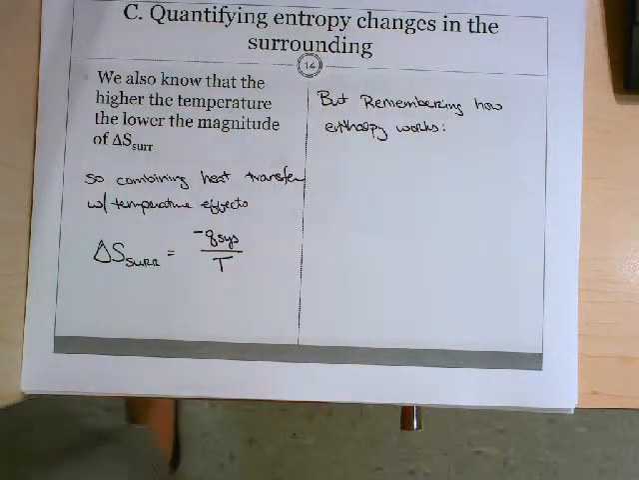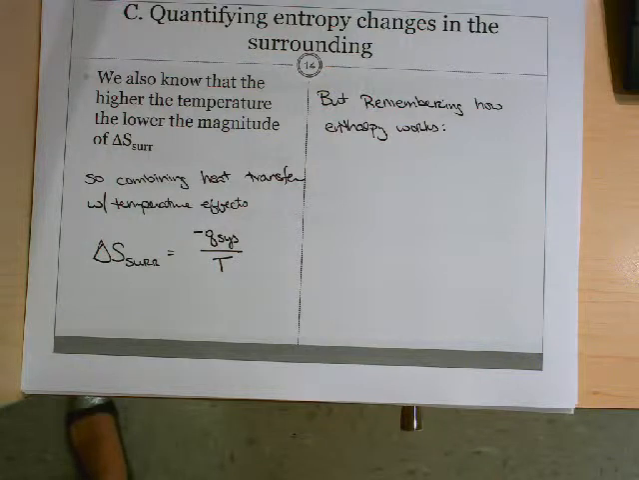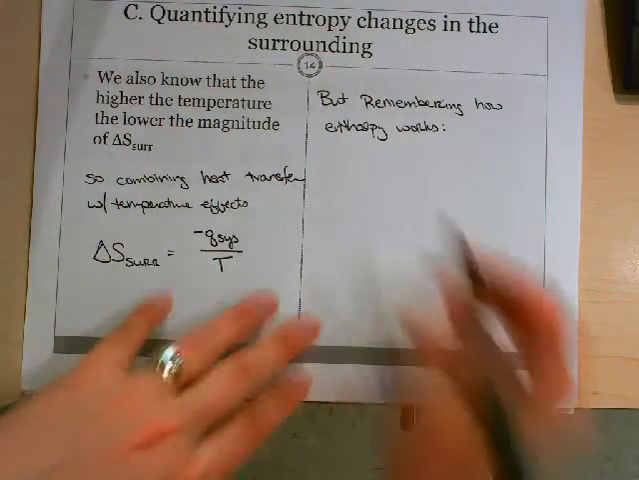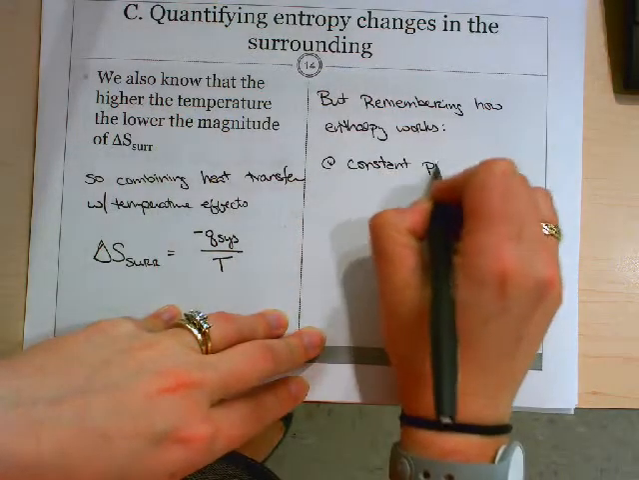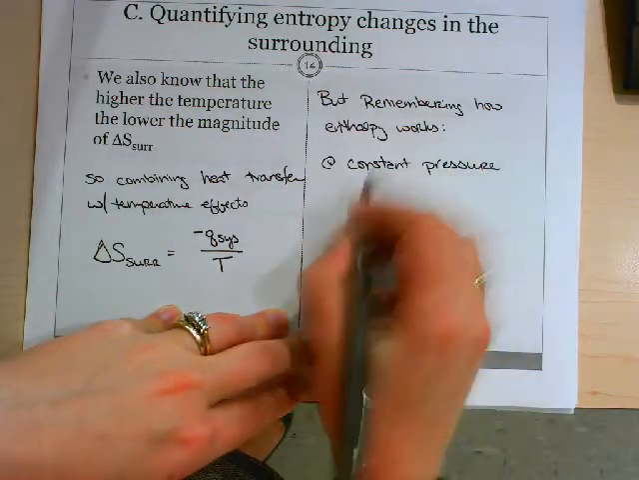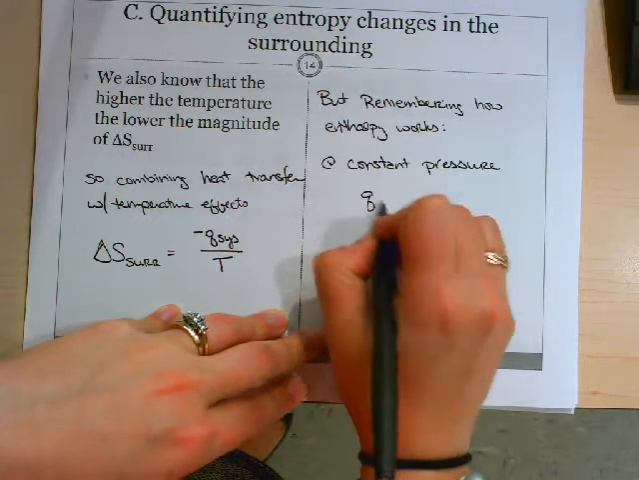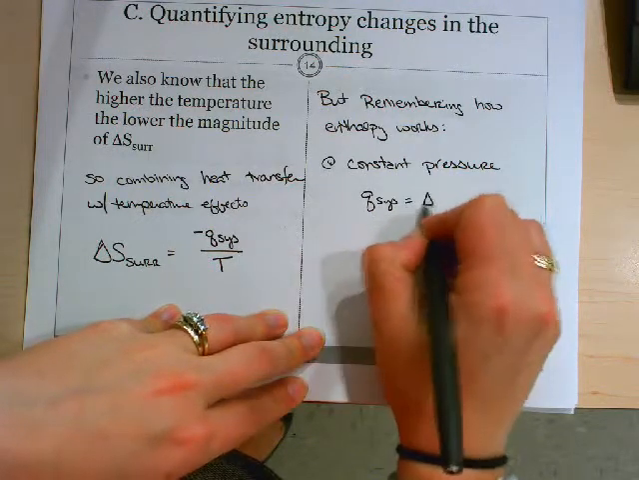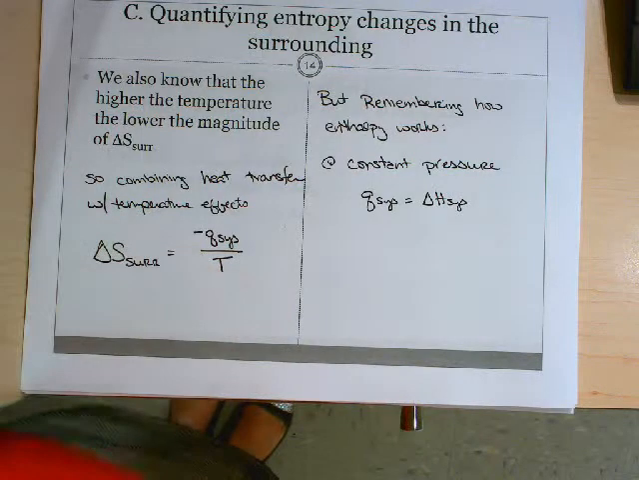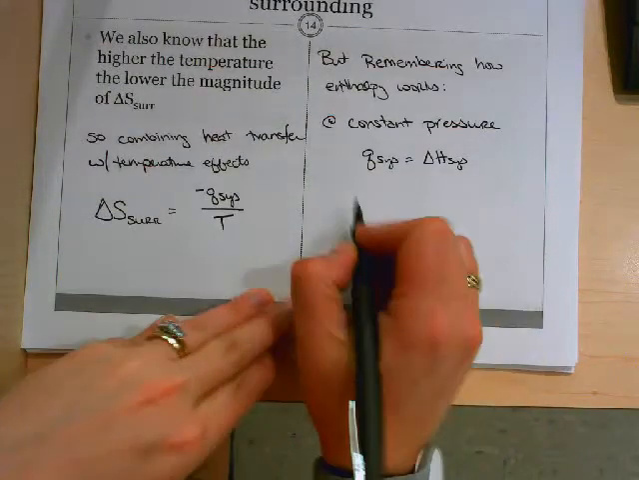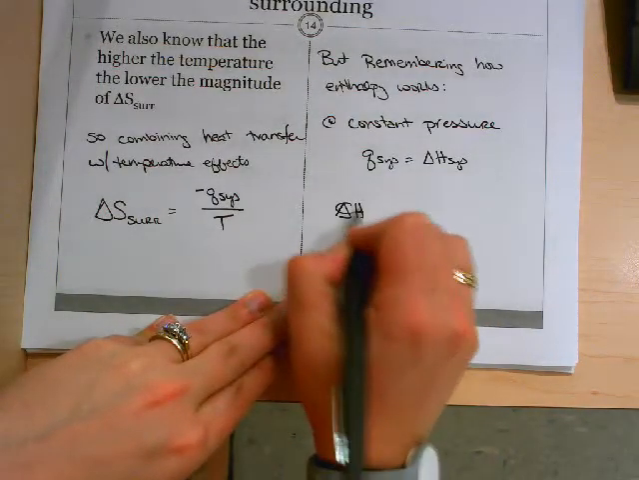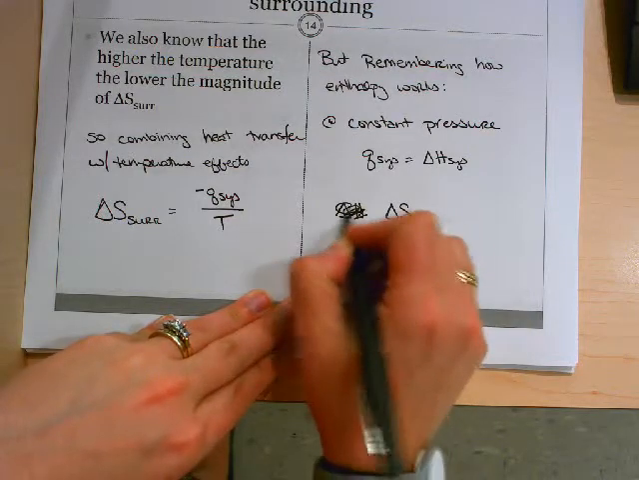I realize this is a stretch of a sentence. Remembering how enthalpy works. Vaguely remembering the idea of enthalpy. Heat, at constant pressure, we change this little q to a delta H. Which means now I have an equation that directly relates enthalpy and entropy.